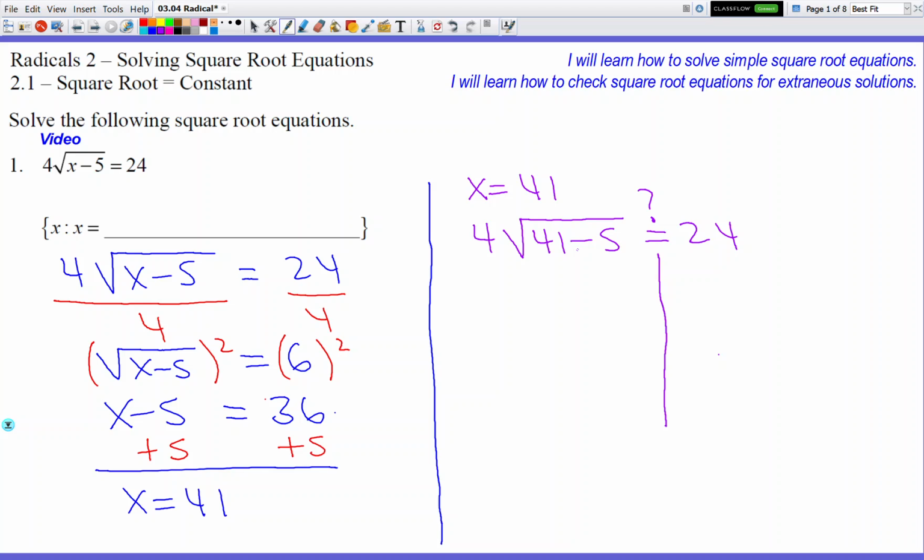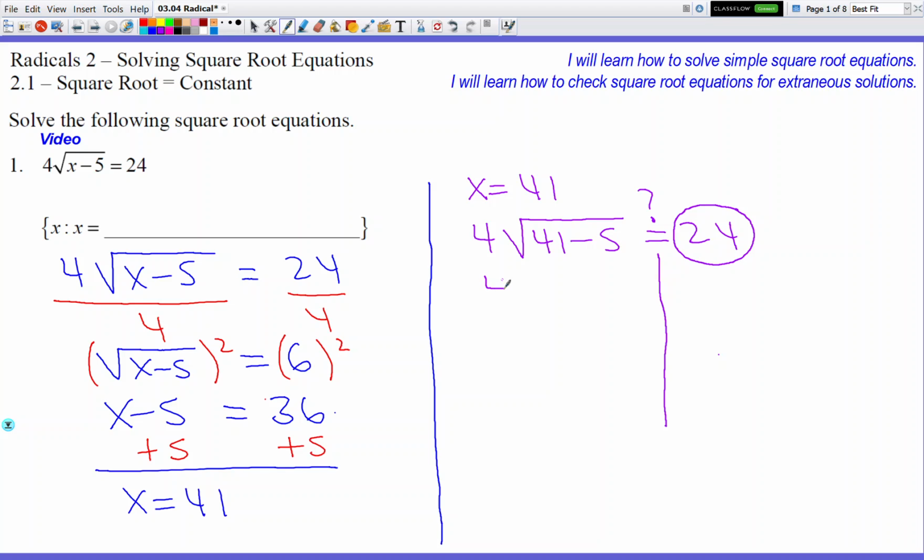So when I check answers, you're only allowed to work with what you have on the left side, and you're only allowed to work with what you have on the right side. Since there's nothing else on the right side, I'm done at 24. If I get my left side to become 24, that means the two sides are 24 and 24, then it means my answer is good to go. But like I said, I'm not allowed to interact the two sides. So I can't divide by 4 on both sides. I can't square both sides. I can't do any of that normal stuff. I'm only allowed to work with what I have on the left side. So what do I have on the left side?